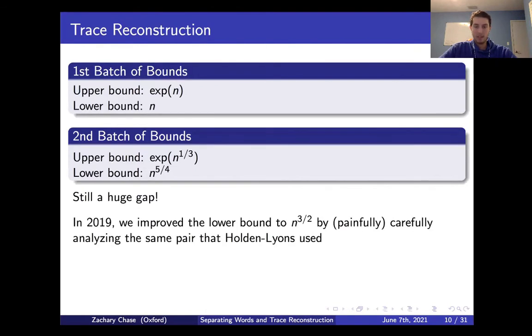In 2019, we improved the lower bound to n^{5/2} by painfully, carefully analyzing the same pair that Holden and Lyons used. So the same exact pair, they showed that n^{5/4} are required. We showed that n^{3/2} are required. And that is tight for this pair. So this pair can be distinguished with n^{3/2} traces.